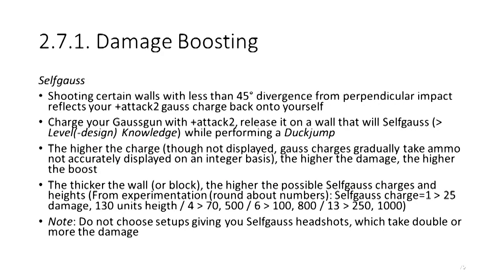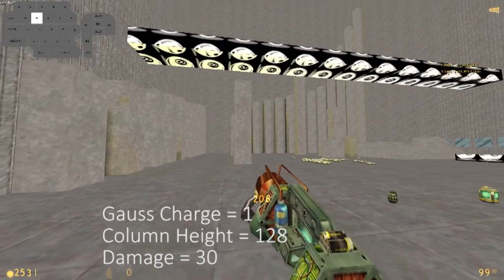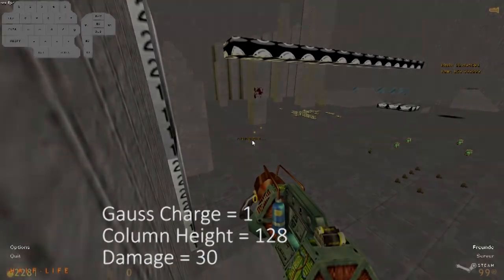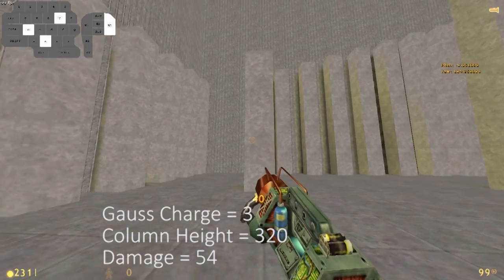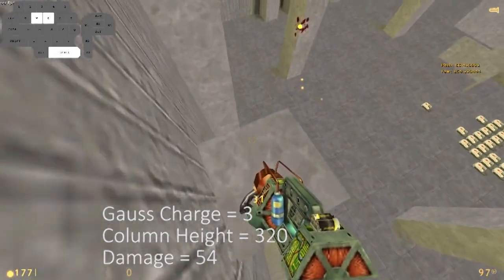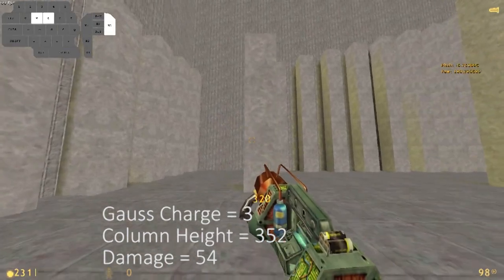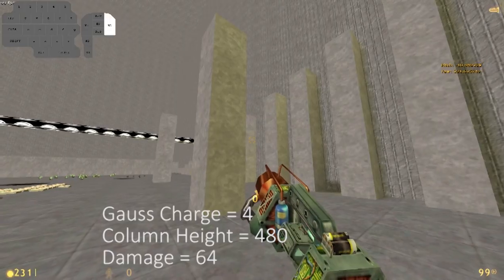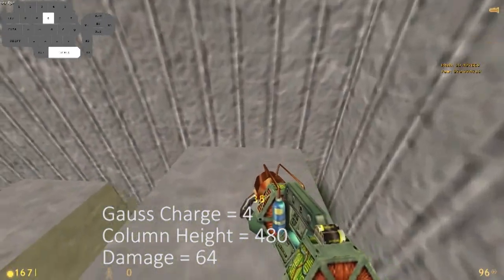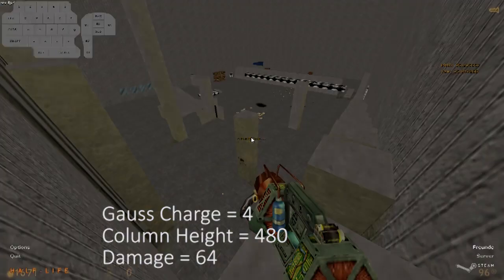Shooting certain walls with a less than 45-degree divergence from perpendicular impact reflects the Gauss charge back onto the player and is referred to as self-Gauss. Duck jumping shortly before the Gauss charge hits, you can damage boost up onto obstacles. Here you see a series of self-Gauss tests. As you can see, the higher the Gauss charge, the higher the damage, the higher the possible boost of the self-Gauss.